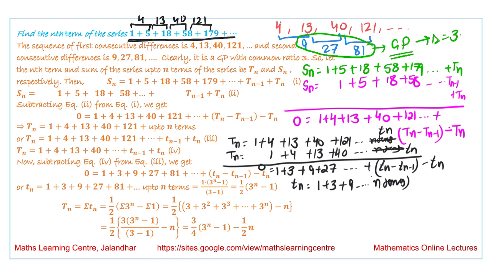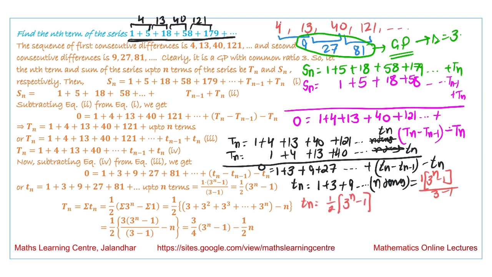This is a GP with n terms, and the sum of this GP is given by the formula. The first term over here is 1, so it is a into r, the common ratio, which for this GP is 3. So we write it as 3 raised to the power n minus 1 over 3 minus 1. So the answer is Tn is equal to 1 by 2 into 3 raised to the power n minus 1.